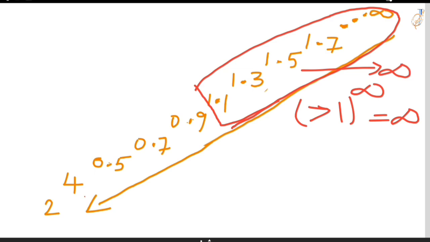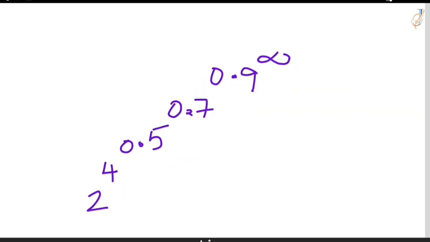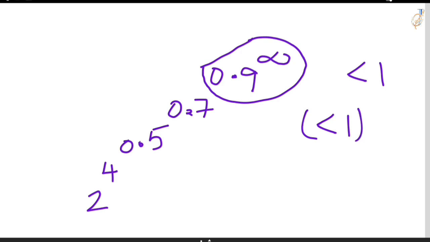Now we are left with 2 raised to the power of 4 raised to the power of 0.5 raised to the power of 0.7 raised to the power of 0.9 raised to the power of infinity. Whenever you do power tower problems, you have to do from top to down. So now you observe these two. And 0.9, the value, is less than 1. Whenever it is less than 1 raised to the power of infinity, the result would be 0. So this 0.9 raised to the power of infinity, the result is 0.